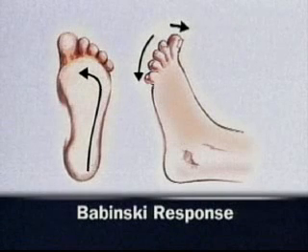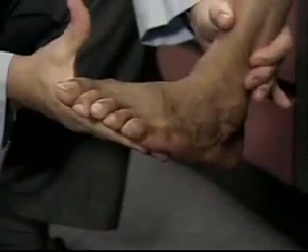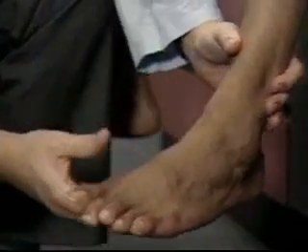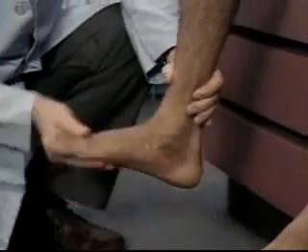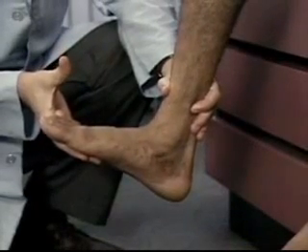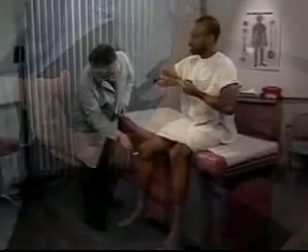Dorsiflexion of the big toe with fanning of the other toes is a pathological response known as the Babinski response. Relax your ankle. If leg reflexes seem hyperactive, test for ankle clonus. To do this, move the foot up and down a few times and then sharply dorsiflex the foot. While holding the foot in dorsiflexion, look and feel for sustained rhythmic oscillations. A few beats may be normally present.